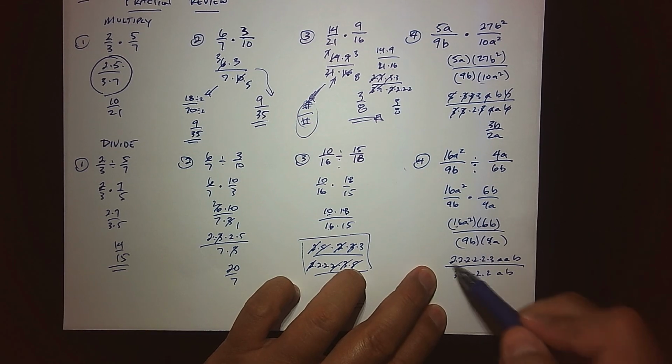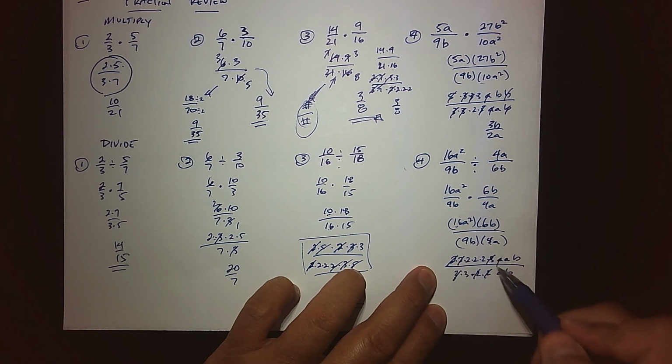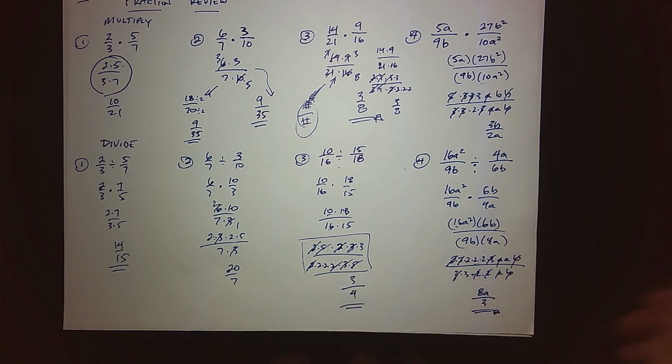So looking at some common factors, I see a 2 common. I see another 2 common. I see a 3 common. I see an A common. And I see a B common. And so what's left, it looks like we have 8A in the numerator. And it looks like we just have 3 down in the denominator. So there's your final answer.